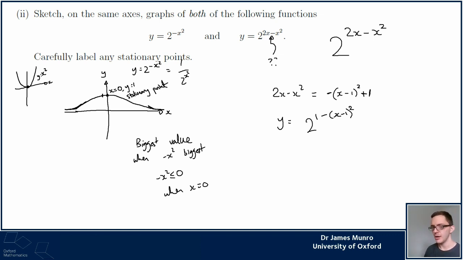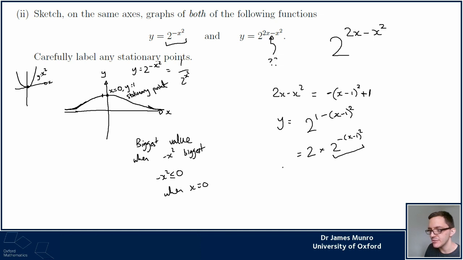Okay. I saw someone in chat simplify this a bit more by using some laws of indices, to say, I know what this is. This is 2 to the 1 times 2 to the minus (x minus 1) squared. Which is a good step to make, because now this bit looks more like the thing we just drew, but with x minus 1 instead of x, and then there's a multiply by 2 out the front.